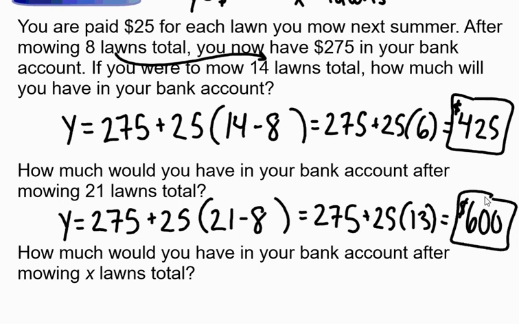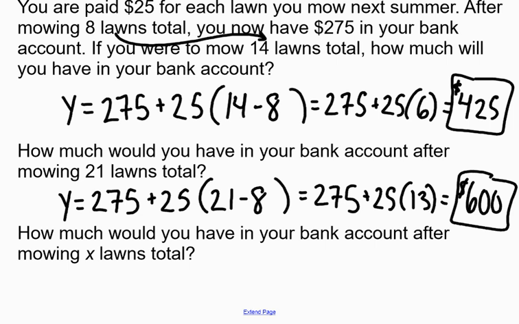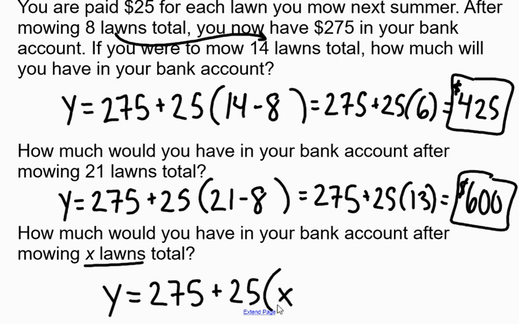How much would I have in my bank account after mowing x lawns in total? I don't want to do this process over and over again. Can I write an equation? Well, here's my equation. I would say the money I have is $275, plus I get paid $25 for every lawn, and x represents lawns, past the 8th one.